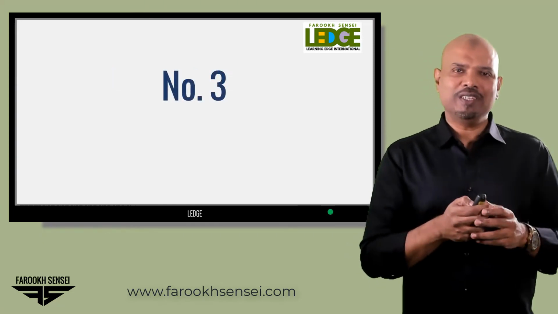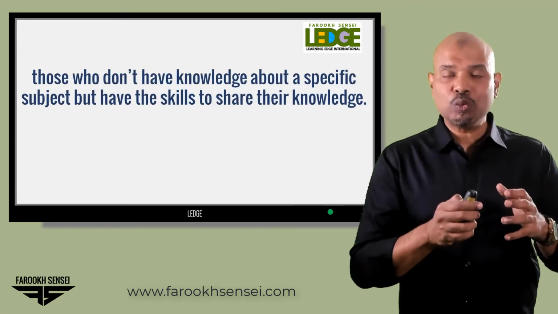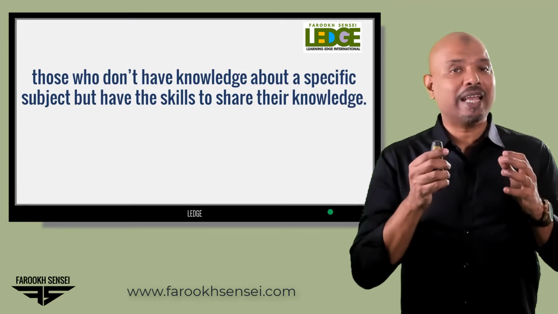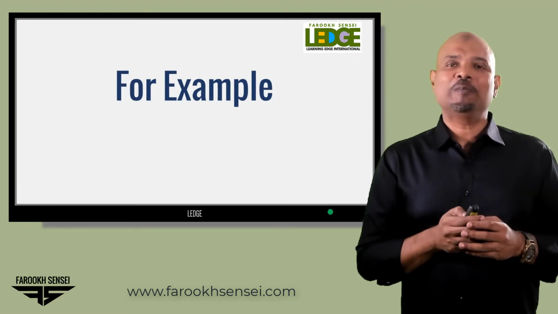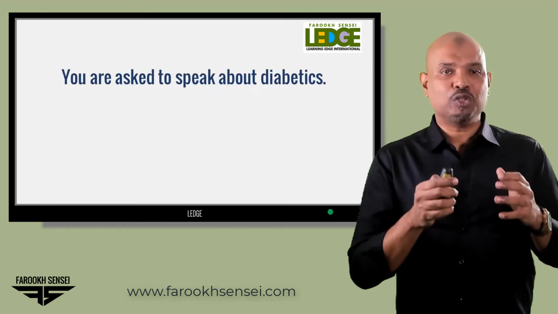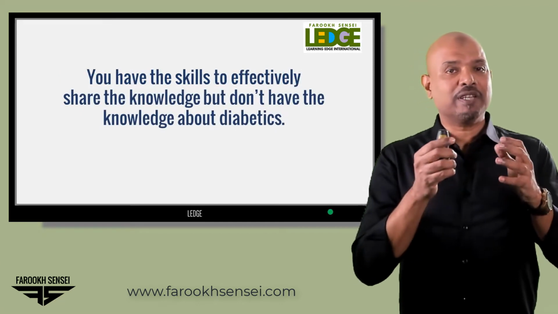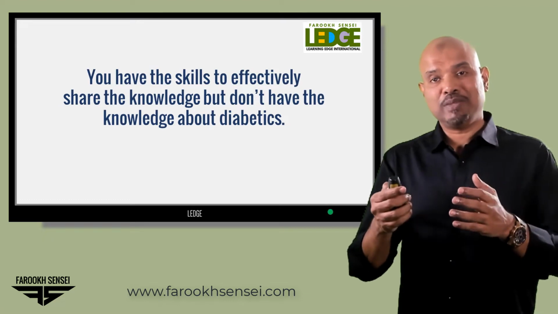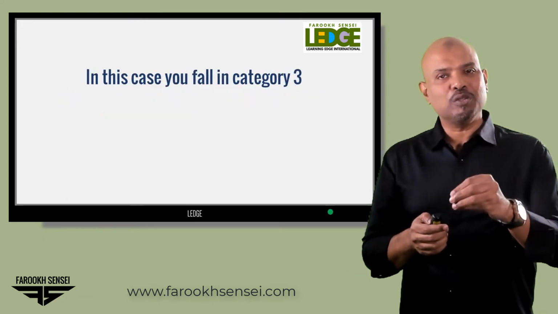Let's move on to the third category. The third category are people, those who don't have the knowledge about a specific subject, but they have the skills to share their knowledge. Let's take an example. If you are asked to speak about diabetes, you have the skills to effectively share the knowledge, but you don't have the knowledge about diabetes. In this case, you fall in category number 3.